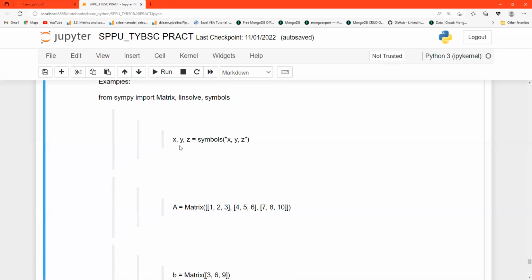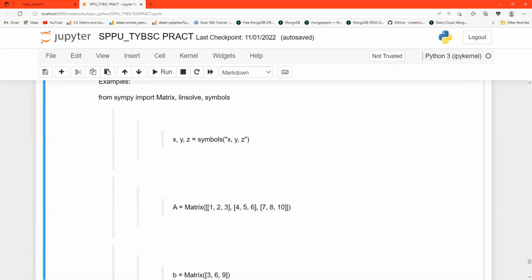Okay, that means x, y, and z, we have to define these symbols. Then we have to enter the matrix. This is the coefficient matrix, guys. So the coefficient matrix of the system, and these are the coefficients of x, y, and z. So this is the first equation, that is x plus 2y minus 3z, and this is the matrix B.